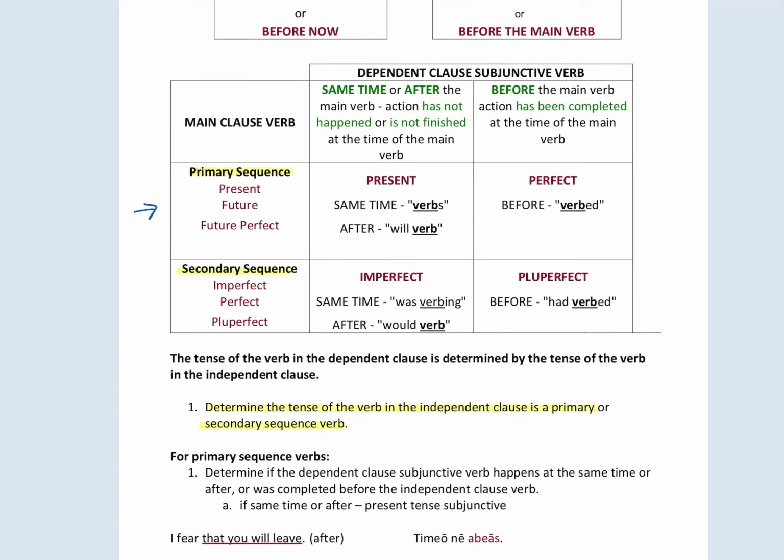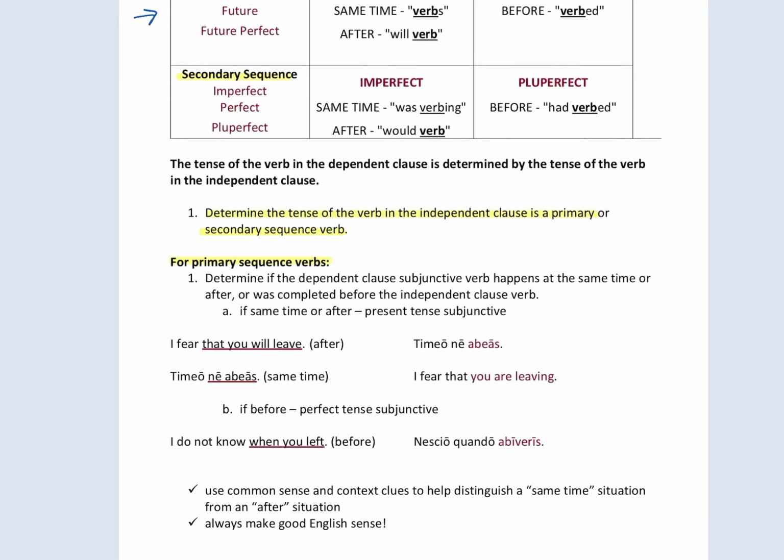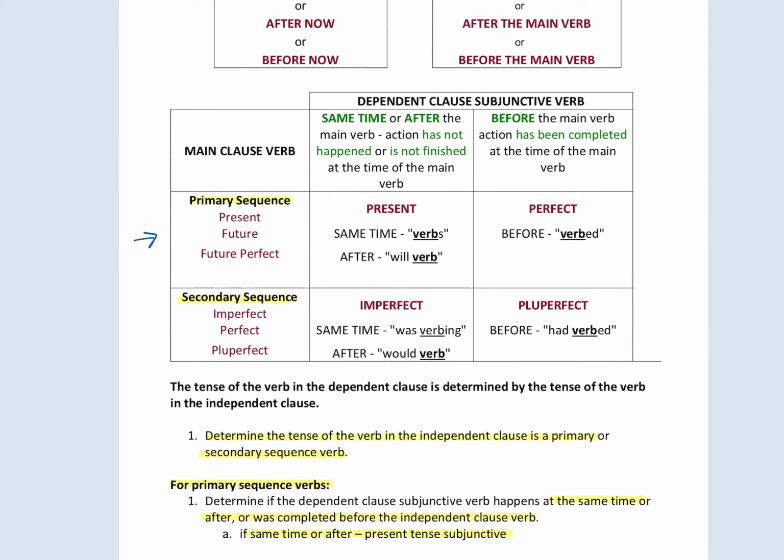Now, if the main clause verb is from the primary sequence and the dependent clause subjunctive verb occurs at the same time or after the independent clause verb, this means the action has not happened or is not finished at the time of the main verb. You would conjugate the dependent clause verb as a present tense subjunctive. So here we go. We've determined we're in a primary sequence. We've determined that it happened at the same time or after the main verb. That means the action has not happened or is not finished. We're going to do it as present, same time or after.